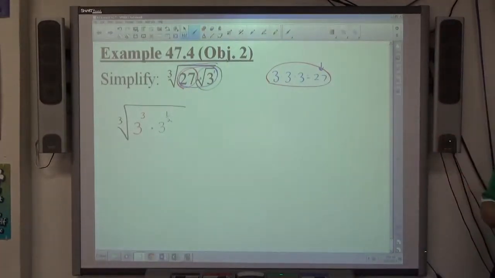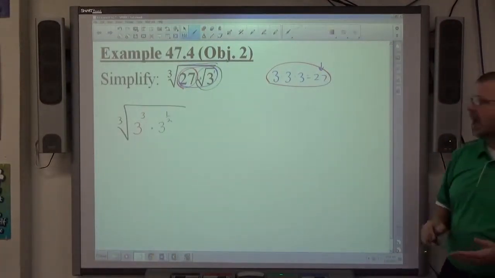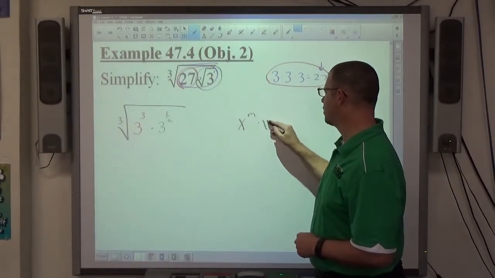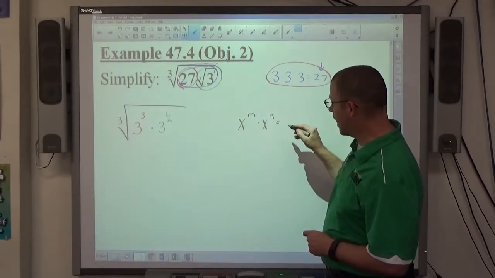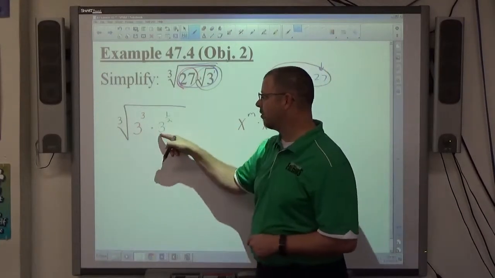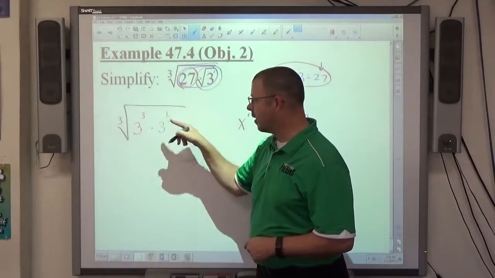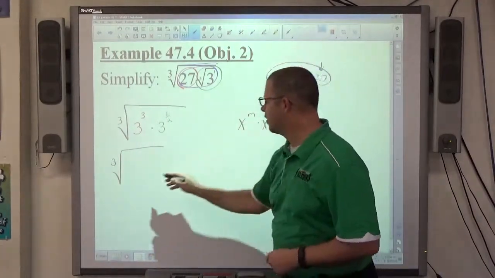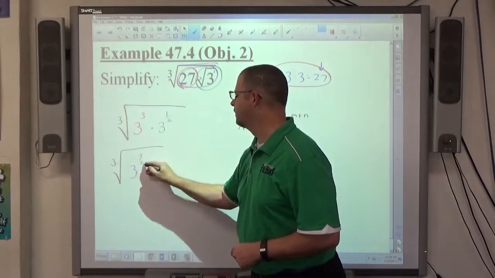Once I get both numbers the same underneath there, 3 to the third and 3 to the half, to multiply the same base, we're using the multiplication of same base rule. x to the m times x to the n, we're going to get x to the m plus n. That's all we're doing here. 3 times 3, we're going to get 3 to the 3 plus half. So we're going to get the cube root of 3 to the 7/2 power.